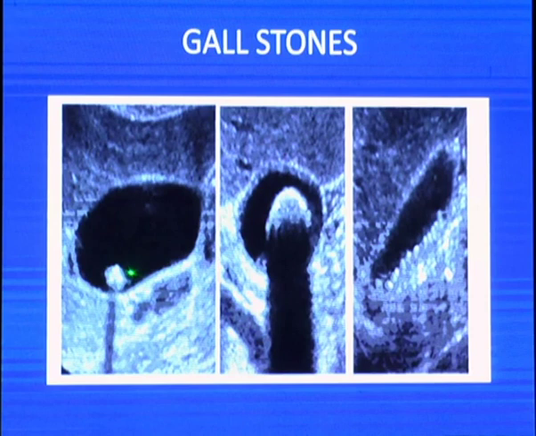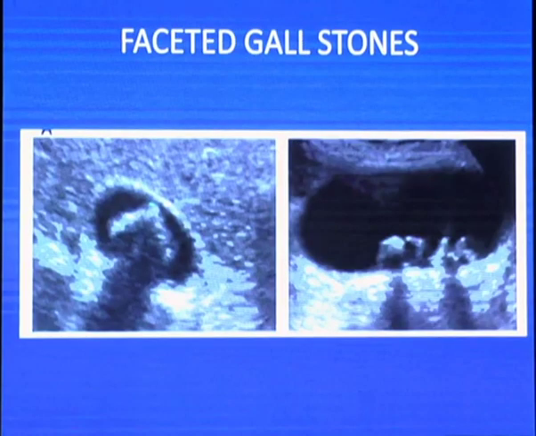Here a calculus is seen, an echogenic focus within the lumen with shadowing. A larger calculus, and in this case multiple calculi are seen causing shadowing. During the examination we found that these are mobile in nature, they are moving within the gallbladder. Faceted gallstones appear like a turtle back. They are echogenic foci with angular margins and again show posterior shadowing. These are multiple faceted gallstones.